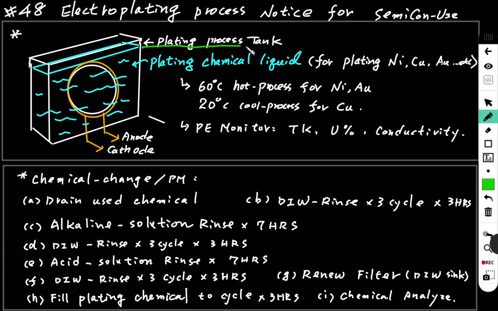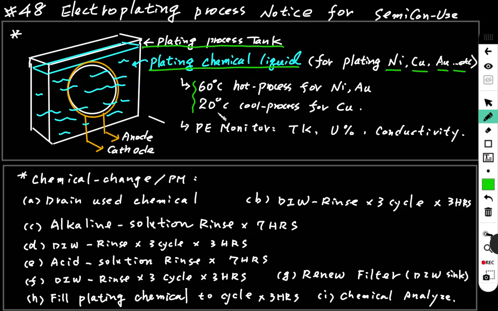This is the plating process tank, filled with plating chemical liquid. The liquid for plating Ni, Cu, Au, and other metals. So this is the metal chemical plating liquid. The popular temperature for a process is 60 degrees centigrade. It is a hot process for Ni, Au, and other metals.